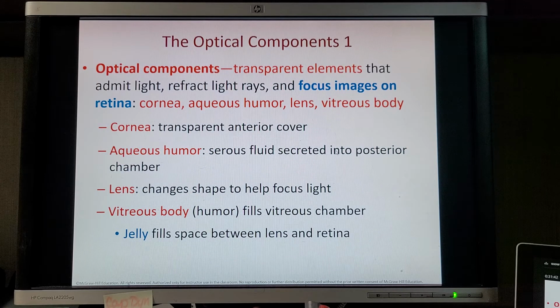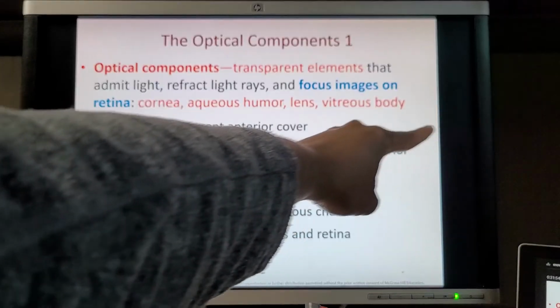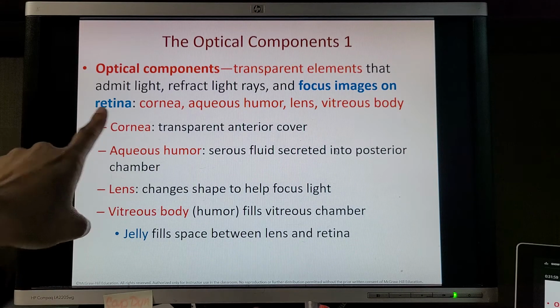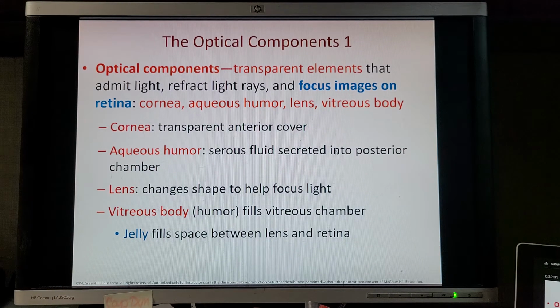Okay, so how do we actually detect light? Part of our eyeball is actually clear or transparent, and these are called our optical components. These allow the focus of our light onto our retina, going from our pupil into the back of the eyeball towards the retina. That is the cornea, aqueous humor, lens, and the vitreous body, also called vitreous humor.